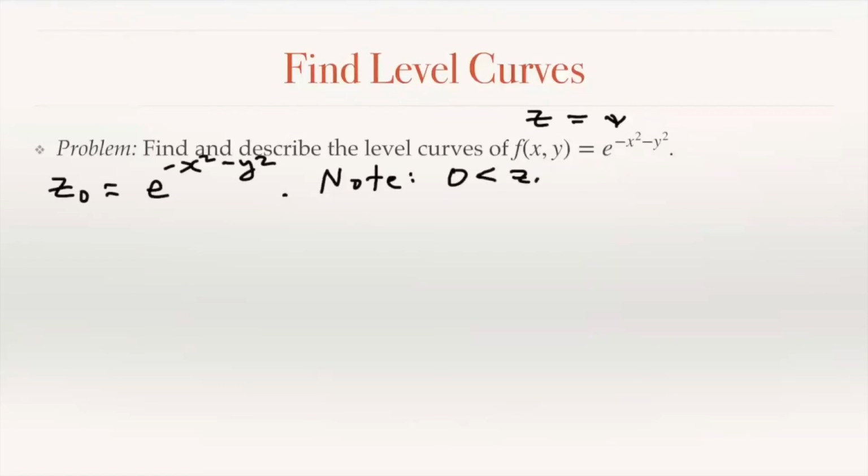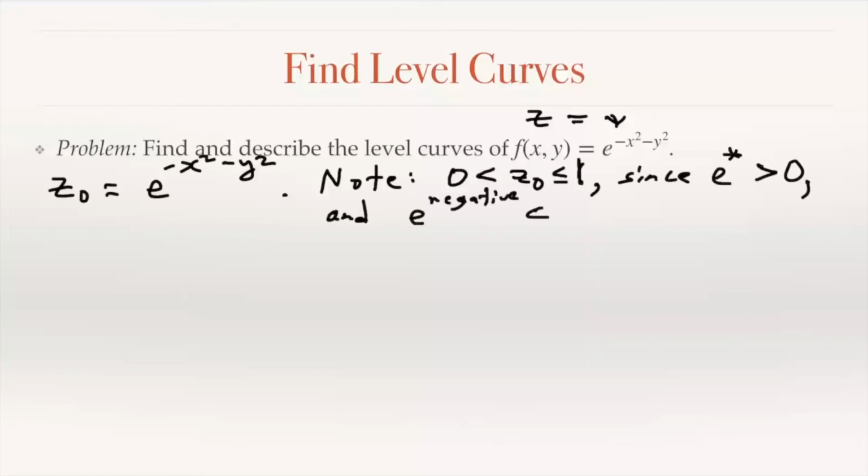Note that z naught must be between 0 and 1, since e to the anything is always positive, and e to a negative number is always less than or equal to 1. And here that's always negative in the exponent because x squared and y squared are positive, so this is negative. And the largest that can be is 0, and recalling the graph of e to the x, then we are in this region. Yeah, so that's between 0 and 1.